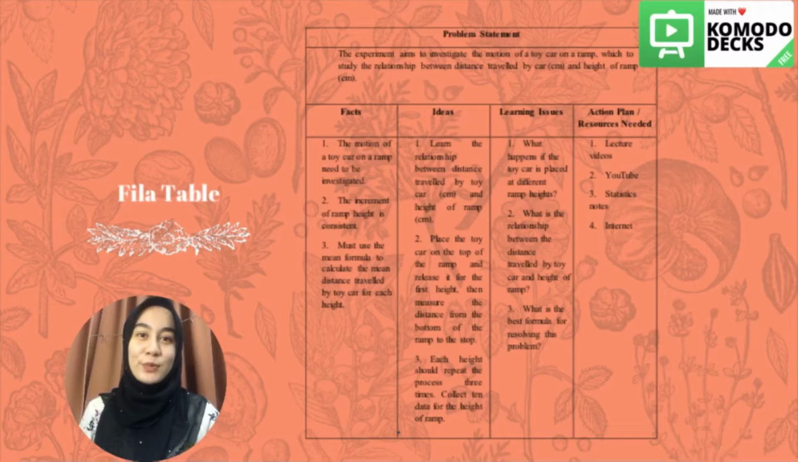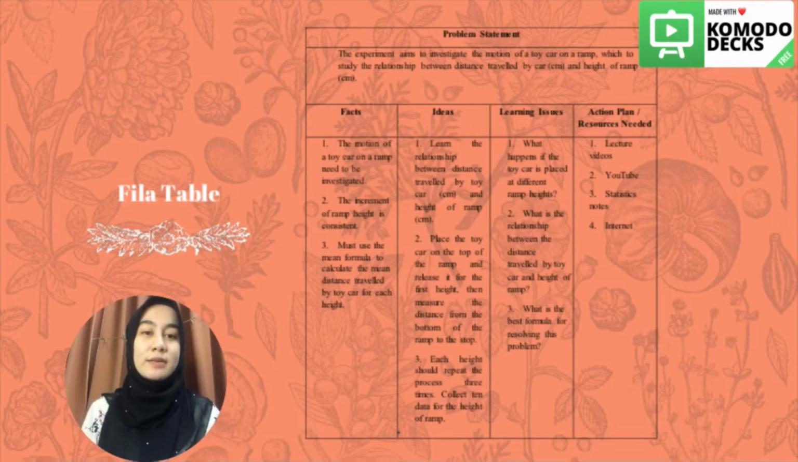Okay, I would like to present the FILA table. So the problem statement states that the experiment aims to investigate the motion of a toy car on a ramp, to study the relationship between distance traveled by the car and the height of the ramp. So we have 4 parts: facts, ideas, learning issues, and the action plan or resources needed.